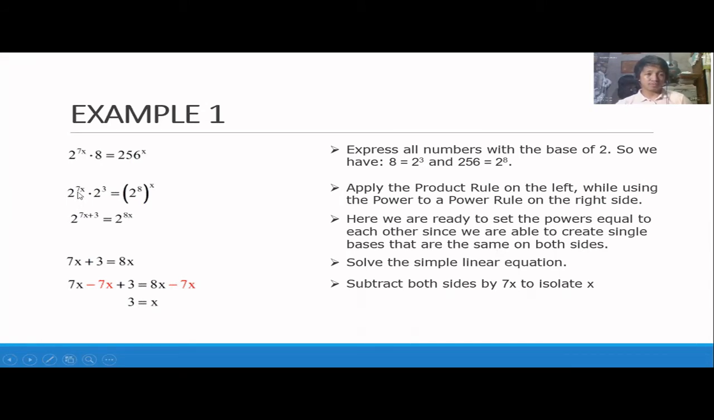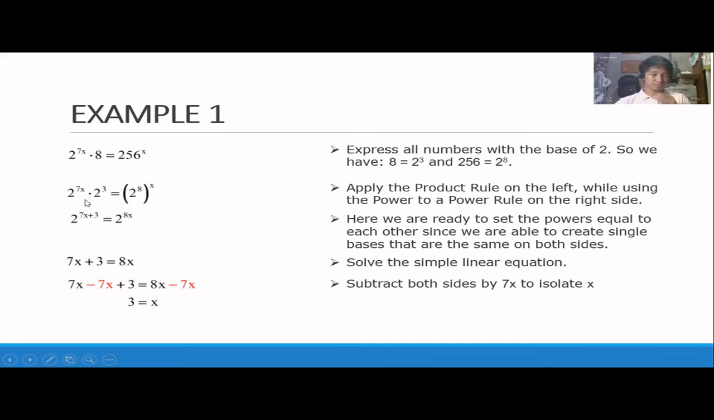So, 2 raised to 7x, wala naman tayong binago dito. And then yung 8, ginawa natin 2 raised to 3. And then yung 256, ginawa natin siya 2 raised to 8 and then raised to x. So, apply the product rule on the left while using the power to a power rule on the right side of the equation.